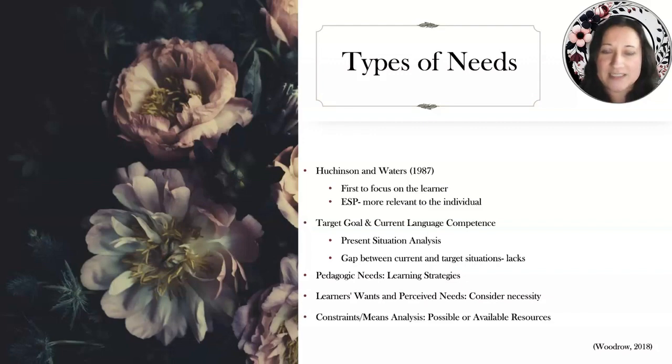So, different types of needs. Hutchinson and Waters were the first to focus on the learner, and this made ESP much more relevant to the individual than before. So they focus on the target goal, but also the current language competence. So this is, again, present situation analysis. What is the communicative ability of the learner currently, and then filling in the gap between the current and target situations. So technically focusing on the lacks of the learner.